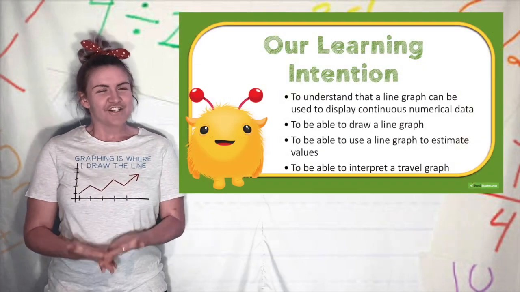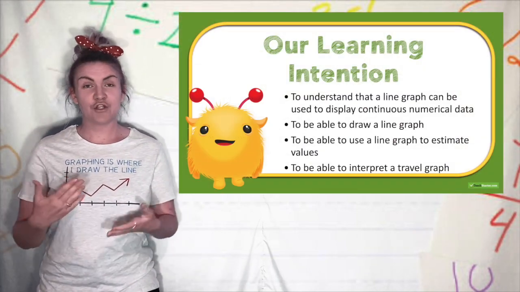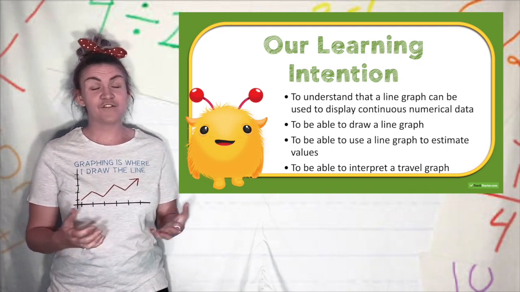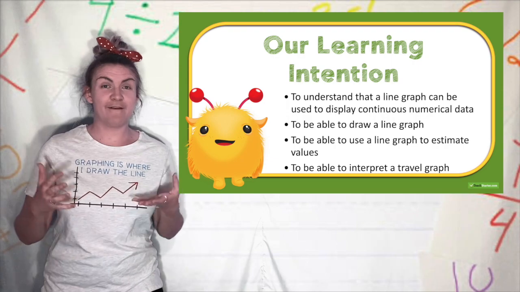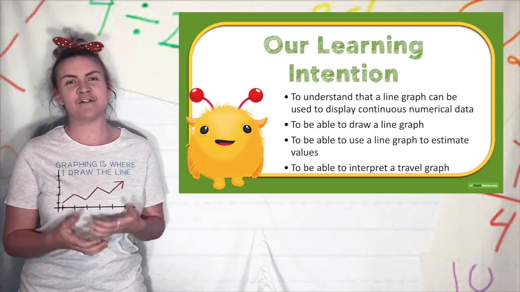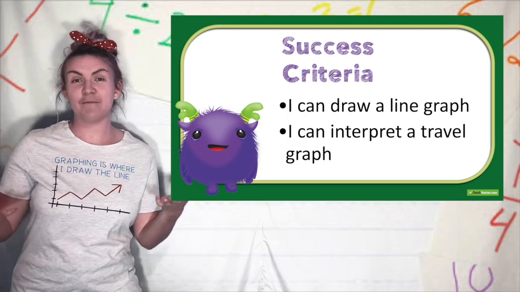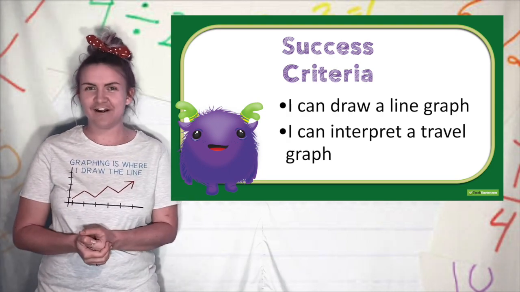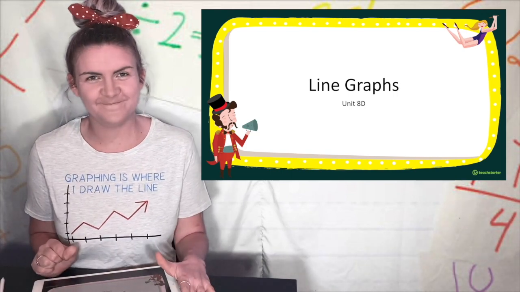A learning intention is to understand that a line graph can be used to display continuous numerical data, to be able to draw a line graph, to use that line graph to estimate values, and be able to interpret a travel graph. We will know we are successful when we can both draw and interpret line graphs. Today we're going to look at line graphs.